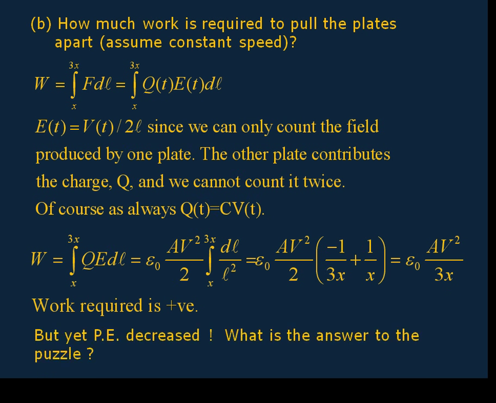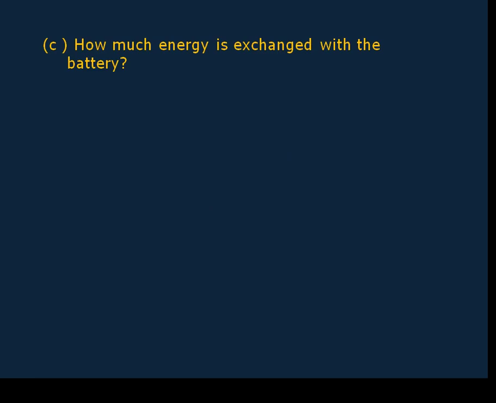So potential energy decreased; the change in the potential energy is negative. So what is the answer to this puzzle? We've done positive work and yet obtained a negative potential energy change. The answer to the puzzle is here. How much energy is exchanged with the battery?